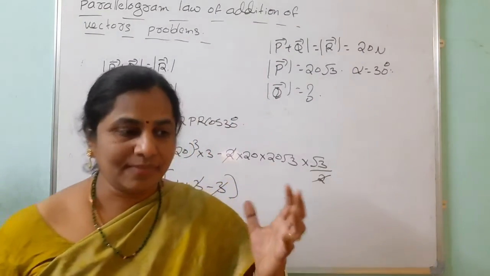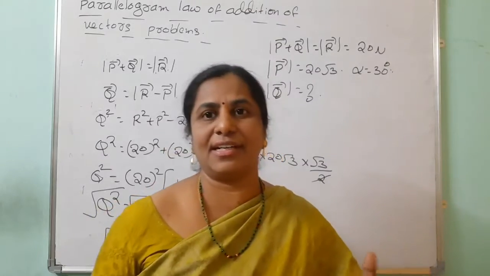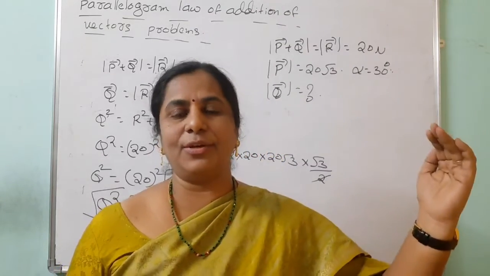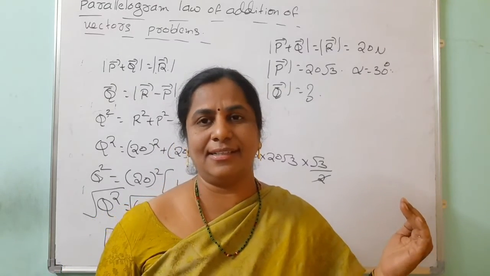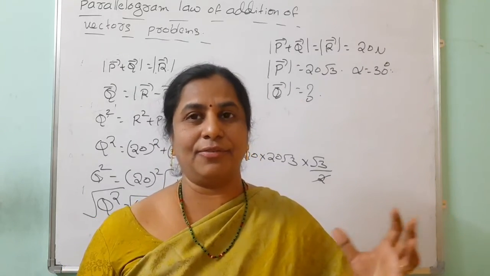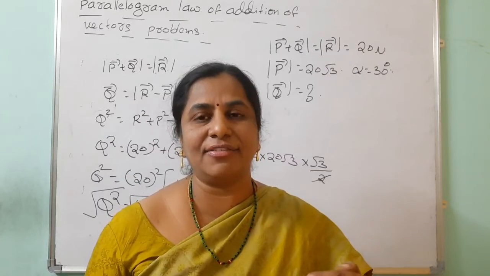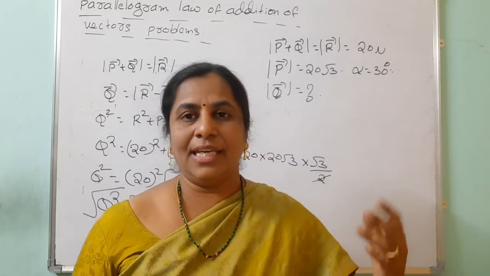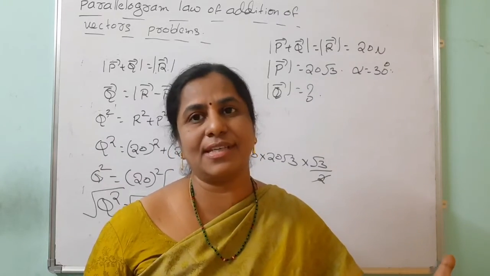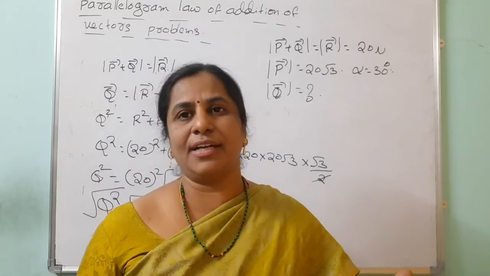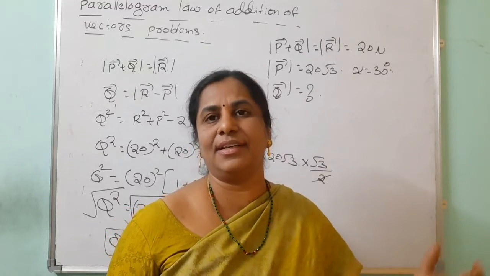See, the parallelogram law of addition of vectors is very easy. Easily we know that the magnitude is under root p square plus q square plus 2pq cos theta, and you know the direction also. While doing problems, there are different methods to solve this. Even practically, on one person or one body, many forces are acting. At that time, how to find the resultant, based on this we can find it.